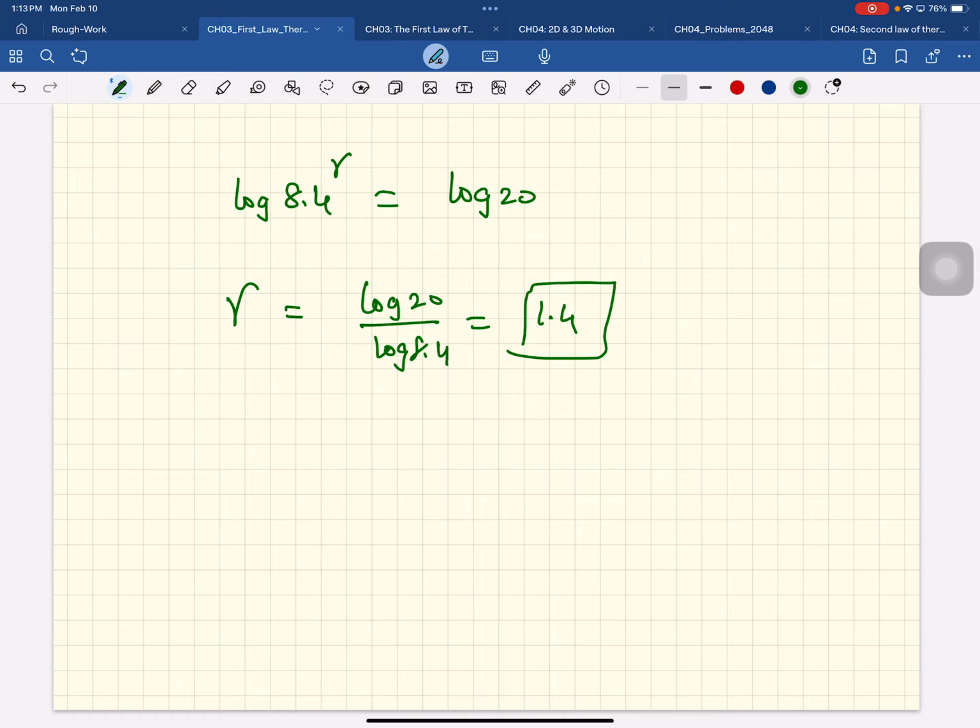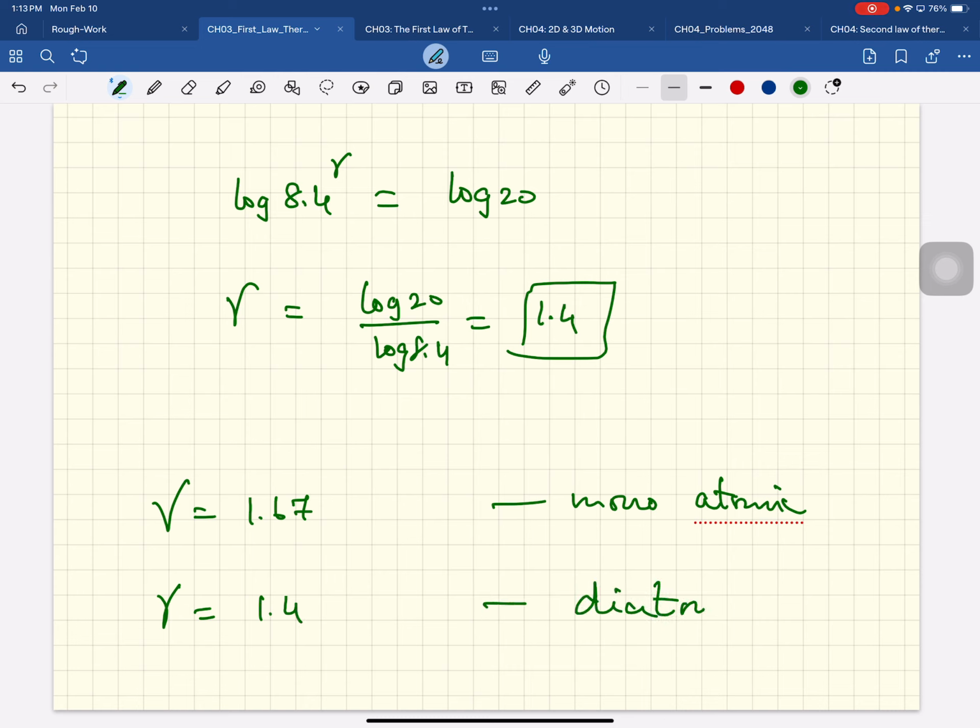The value of gamma, remember gamma is 1.67 for a monoatomic gas. Gamma equal to 1.4 is a diatomic gas. Gamma less than 1.4, it's a more complex gas, a complex molecule. All right, so that's the kind of information you can extract from those tables.